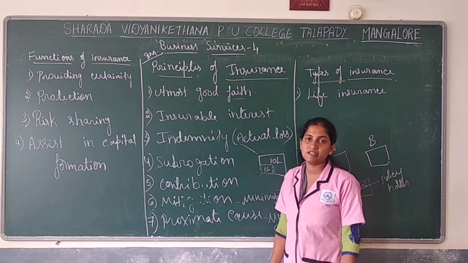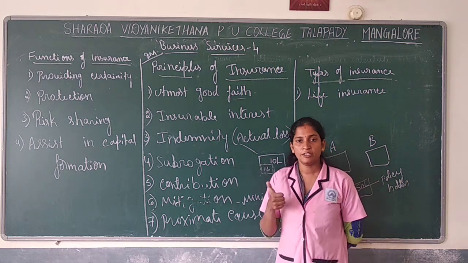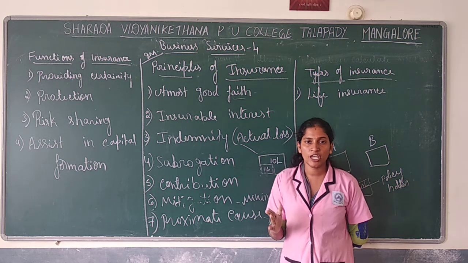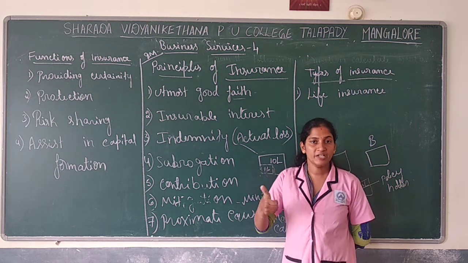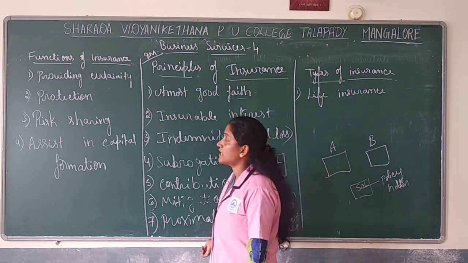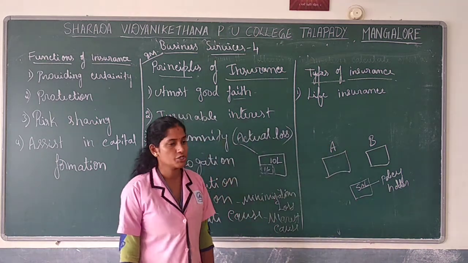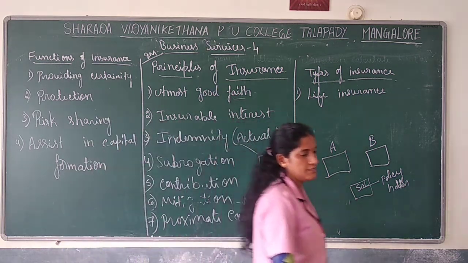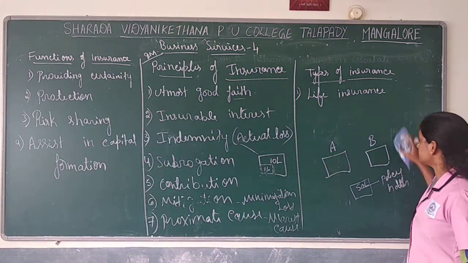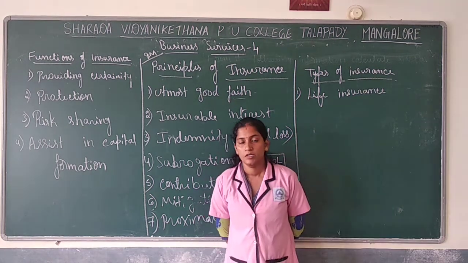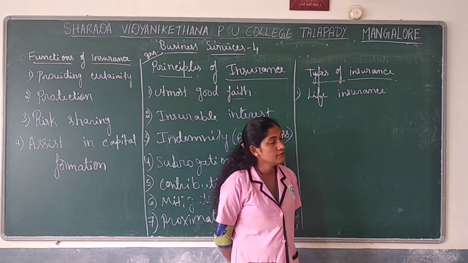So these are the principles of insurance: utmost good faith, insurable interest, indemnity, subrogation, contribution, mitigation, proximate cause. These are the principles of insurance. Next we will move on to the types of insurance.